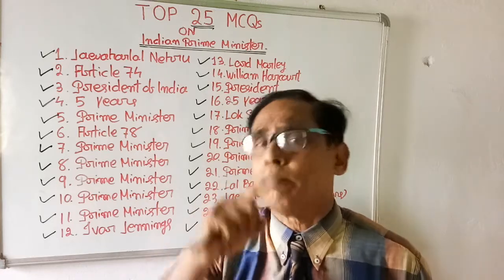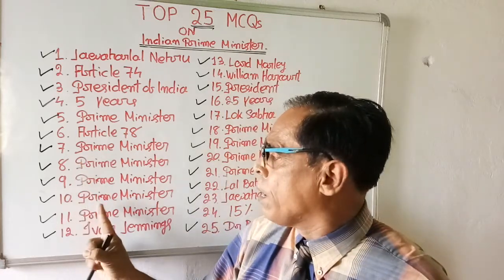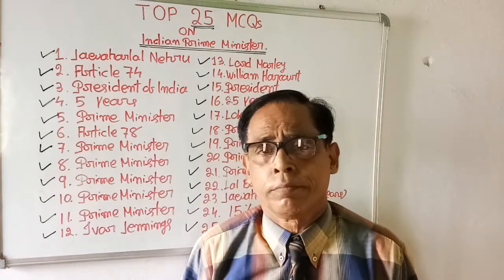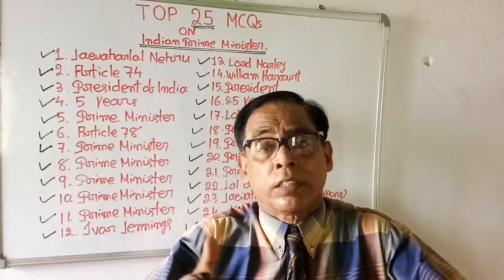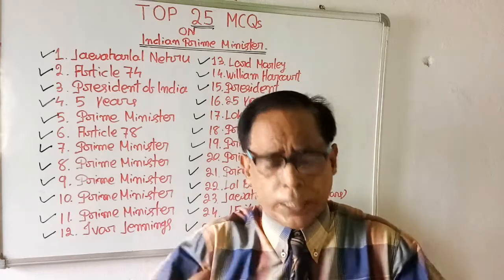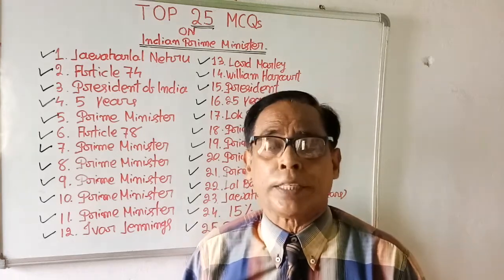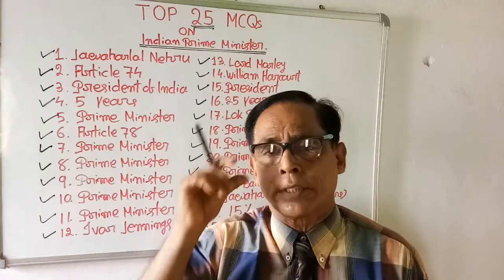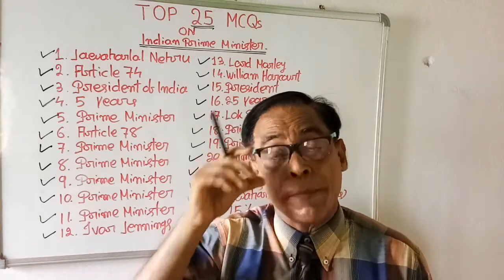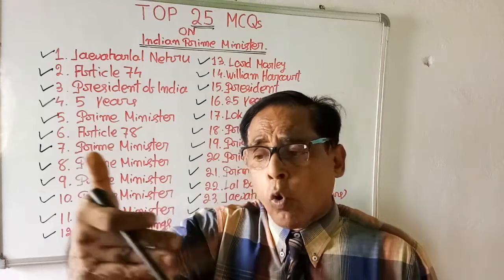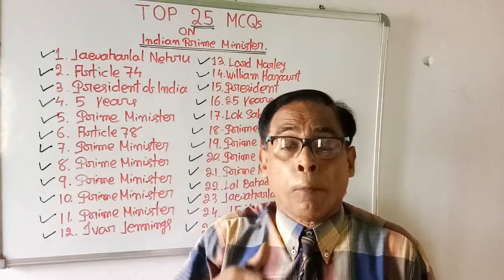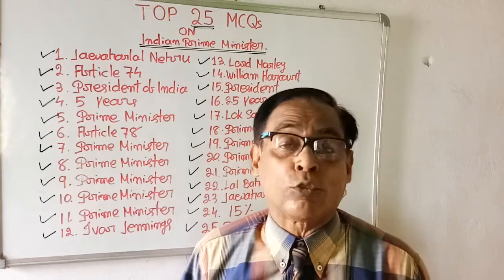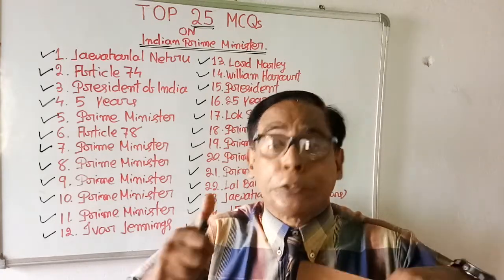Right answer is Prime Minister. Question number 10, Prime Minister. Prime Minister coordinates among various departments. He coordinates policies of various departments. Just like in a team, there is a captain who coordinates team members. In the similar manner, Prime Minister coordinates policies of various departments. So out of 25 questions, we have completed 10 questions. It is a good going.